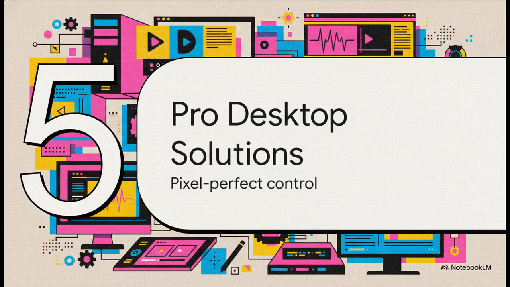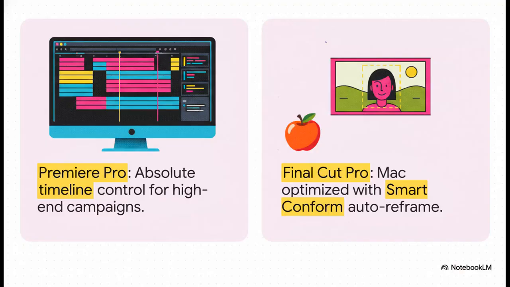All right, let's level up. Section 5, Pro Desktop Video Solutions. On one end of the spectrum, you've got Adobe Premiere Pro's absolute timeline control, which is completely indispensable if you're running an agency or doing high-end campaigns. But on the other side, Final Cut Pro offers Mac users a massive time saver called Smart Conform. It automatically reframes wide horizontal shots into vertical clips using object detection. It quite literally tracks the face of your subject so you don't have to lift a finger.